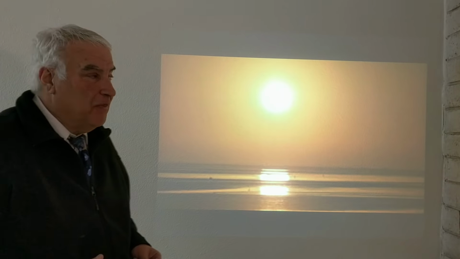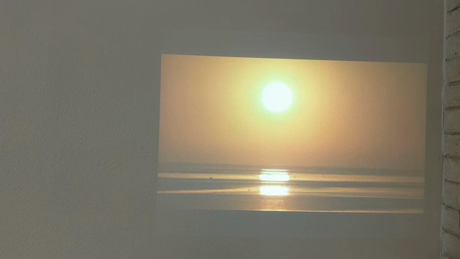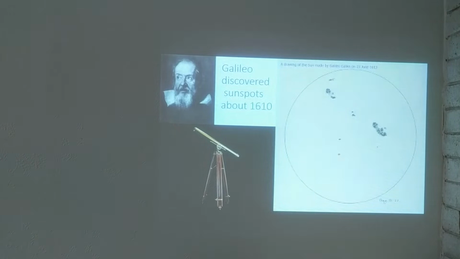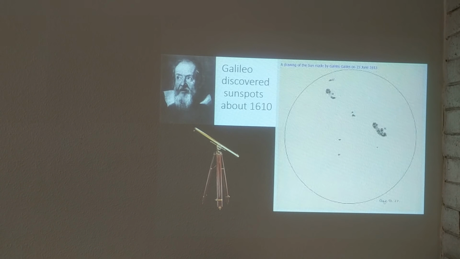So if we think about the sun, we're going to look at a lot of terminology about the structure of the sun. The first thing is the sunspots. When Galileo observed the sun, the first thing he noticed was that there were these spots. By observing them with this replica of his telescope, he was able to see that the rotation of the sun could be determined.